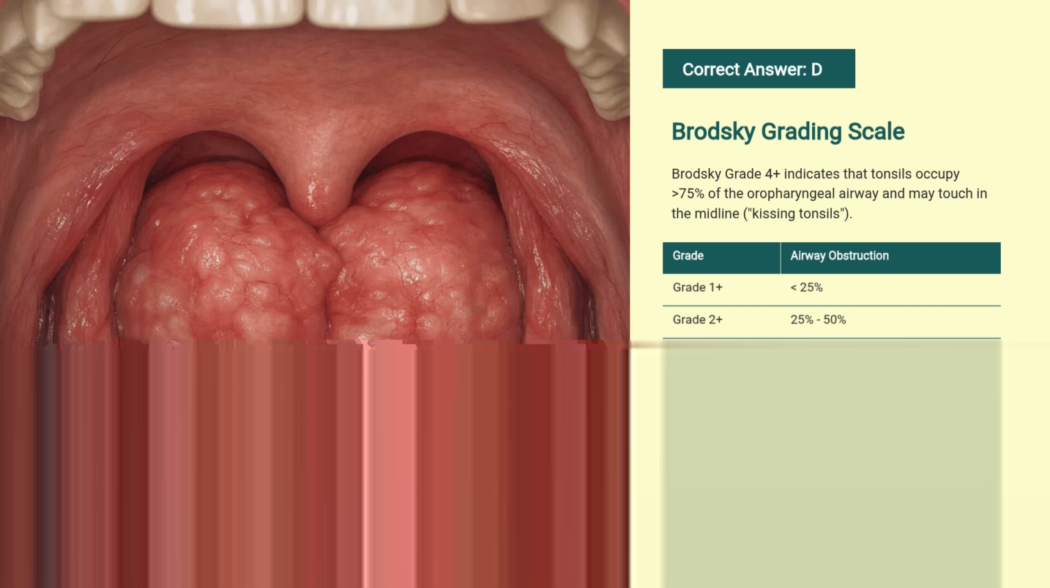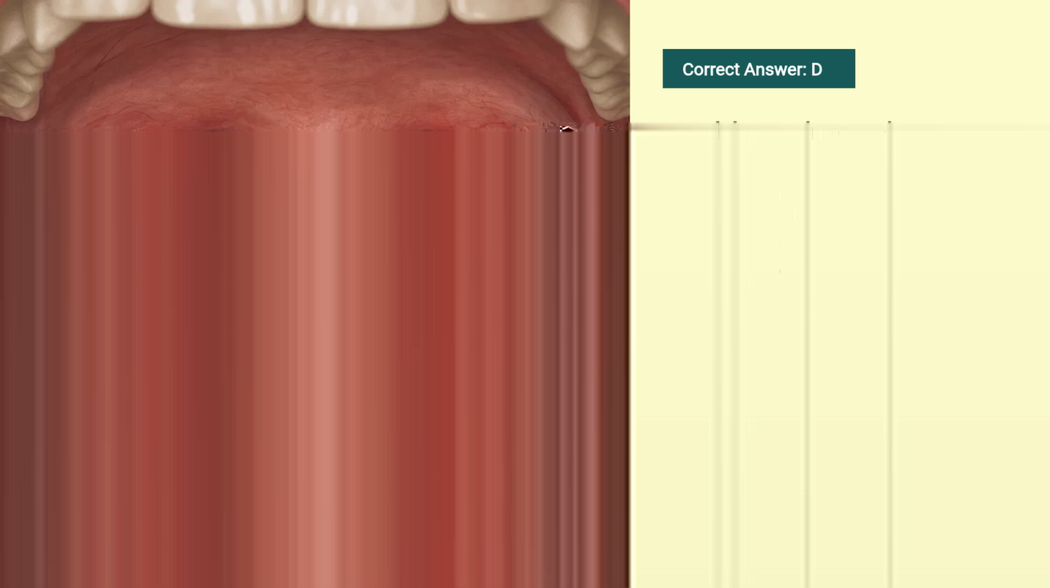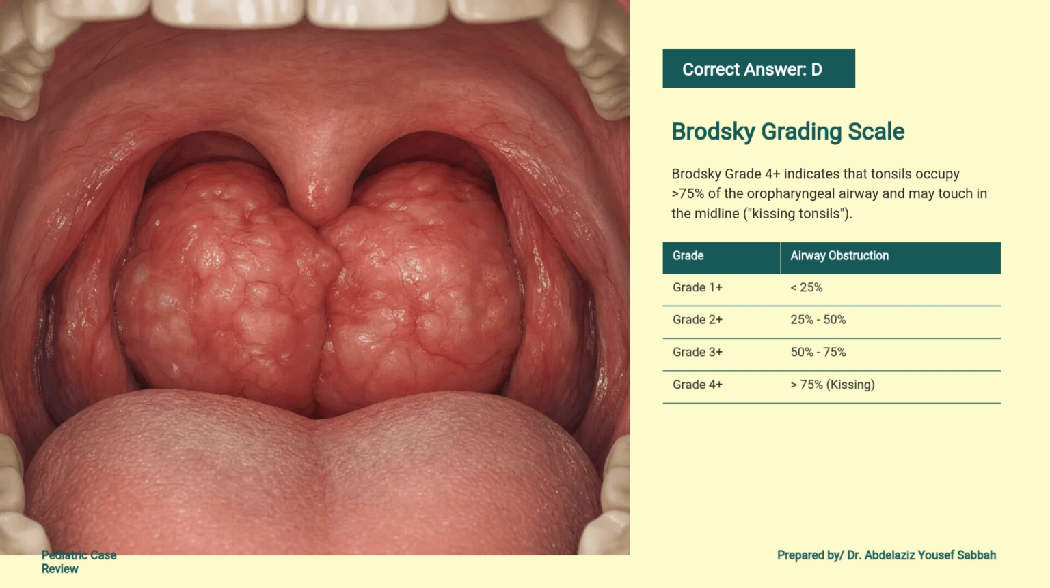Grade 4+ means the tonsils occupy more than 75% of the airway and often touch in the midline. These are commonly described as kissing tonsils. However, remember that tonsil size at rest does not always predict the severity of airway obstruction during sleep, so the clinical picture and sleep study findings still drive management.